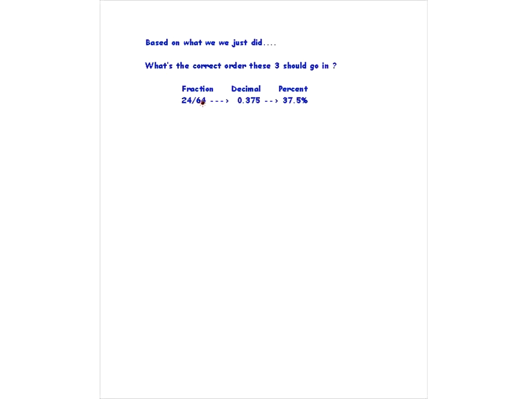Okay, first we went from a fraction, then we divided top by bottom to get the decimal. We multiplied this decimal by 100 to get the percent. So we go from fraction to decimal to percent.